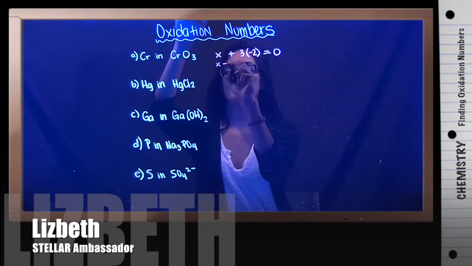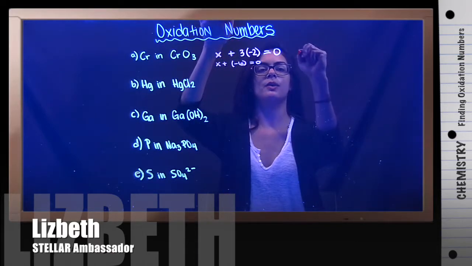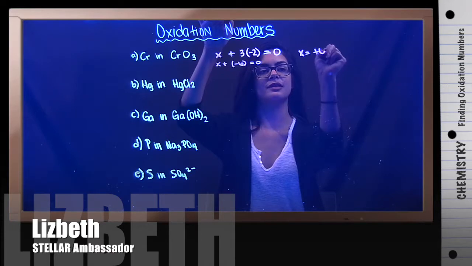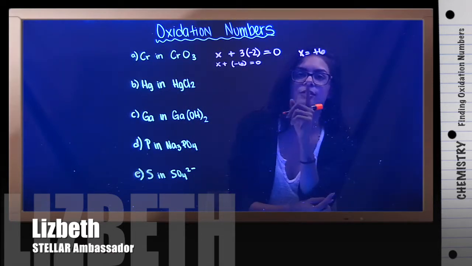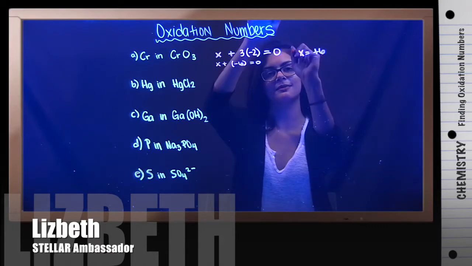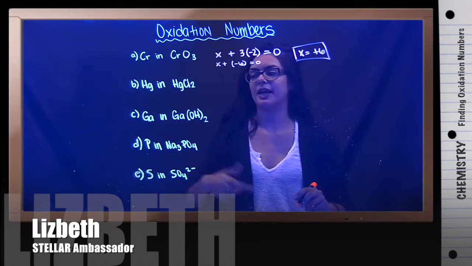So x plus -6 equals 0. If I add 6 onto the other side, we know that x equals +6. So the oxidation number for chromium in CrO3 is going to be +6. Not too bad, right? Let's do a few more examples to make sure we got it.